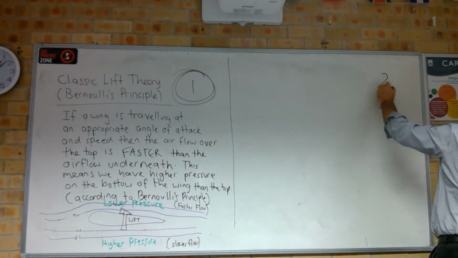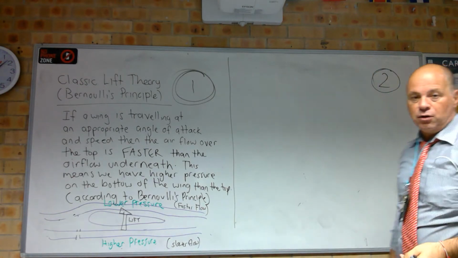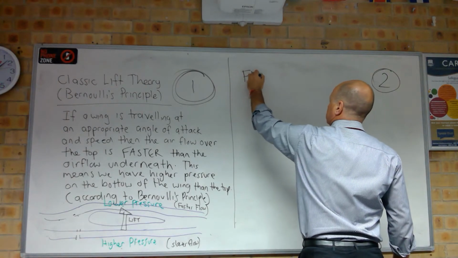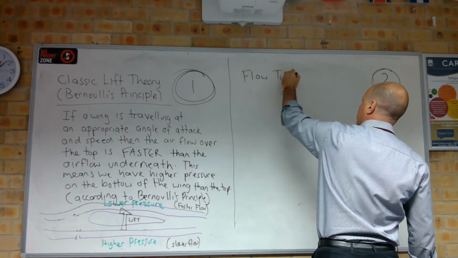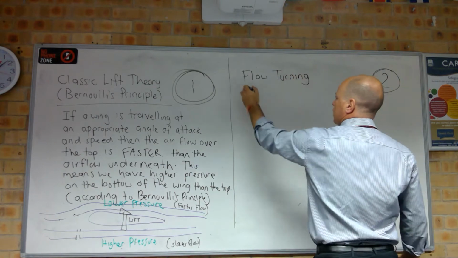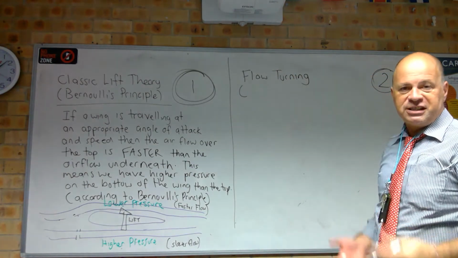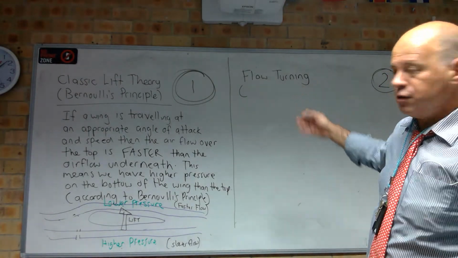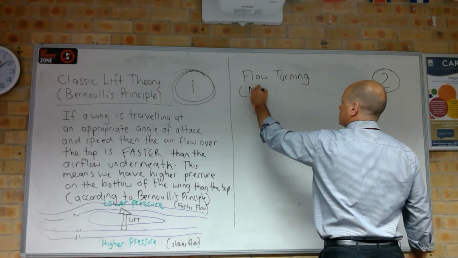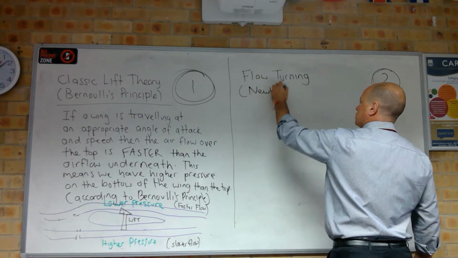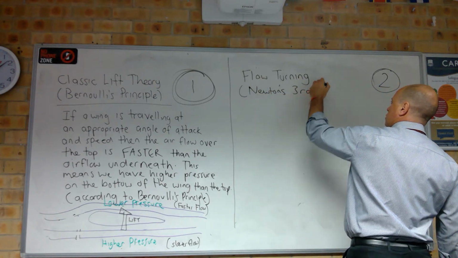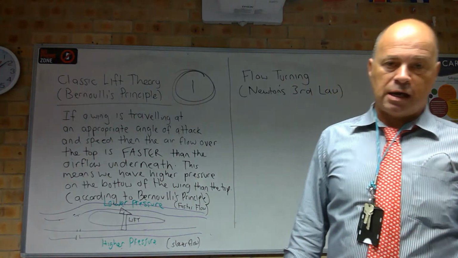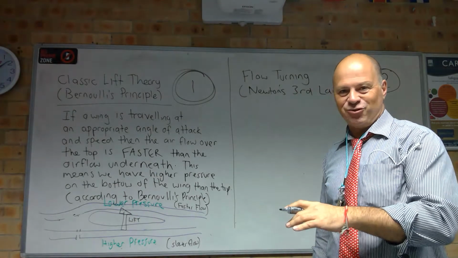Theory number 2 is the flow turning theory. So you might write up here flow turning, and this is the airflow that's flowing over the wing, and in brackets underneath, the physical principle that's put into play when you're talking about that particular theory is Newton's third law. Okay, Newton's third law, which states for every action there's an equal and opposite reaction.